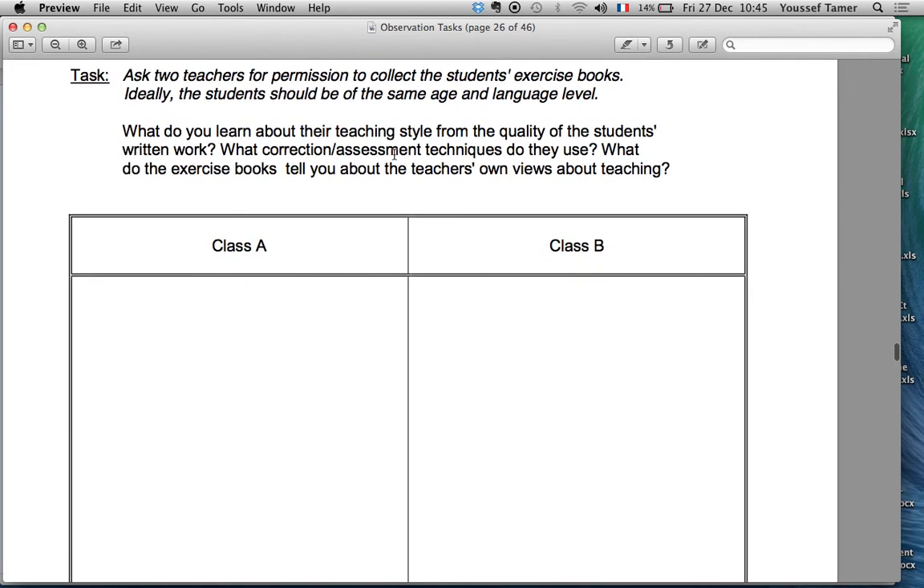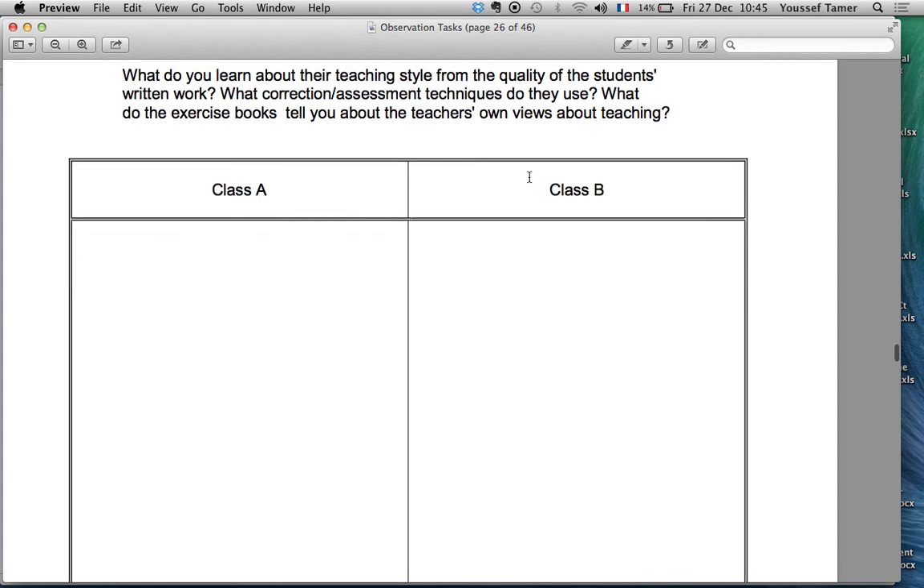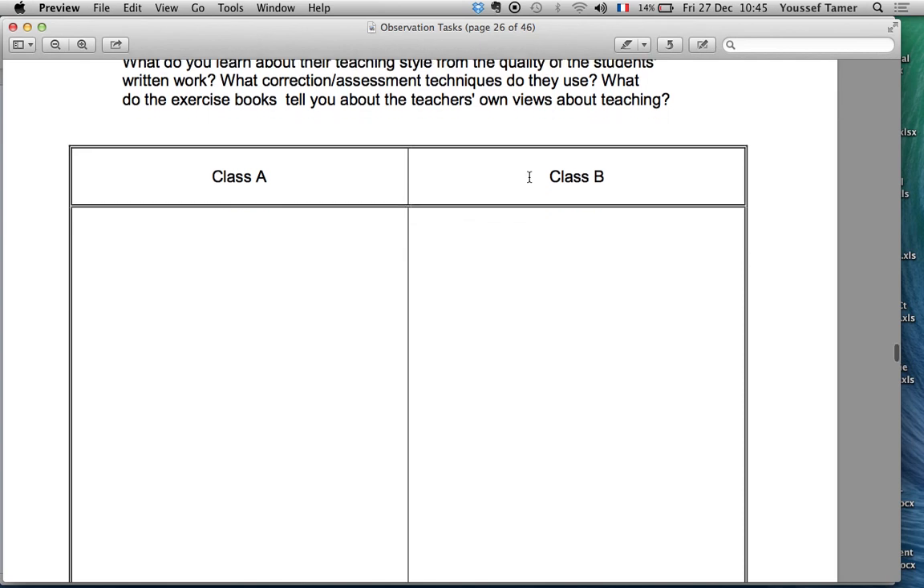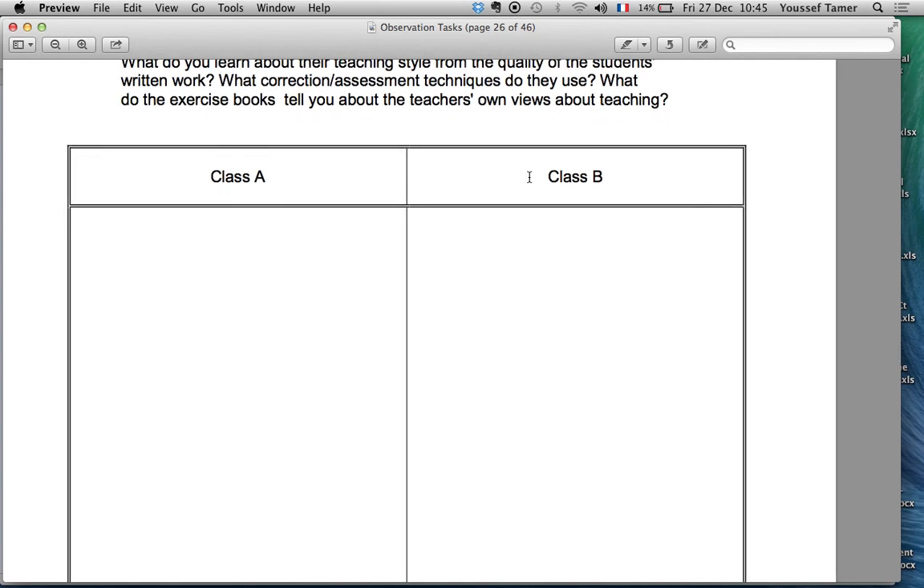What do you learn about their teaching style from the quality of the students' written work? When you get the students' work, papers, books, or copybooks, you can have an idea about the teacher's teaching style. What correction and assessment techniques do they use? Symbols, etc. Okay? There is some tradition that you should learn from teachers in providing feedback and evaluation for written work. For those symbols, you need to learn them.